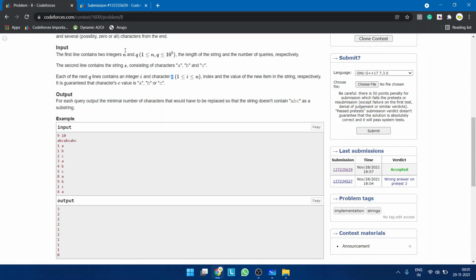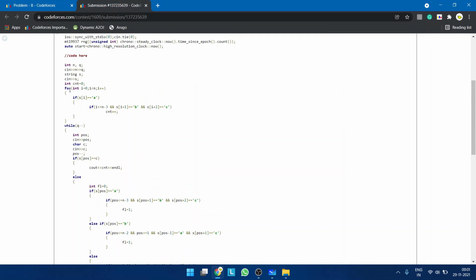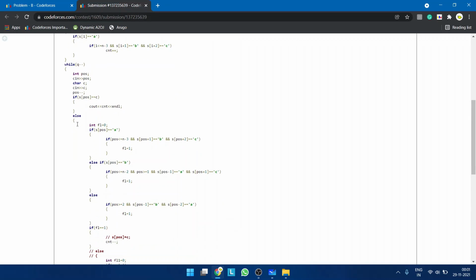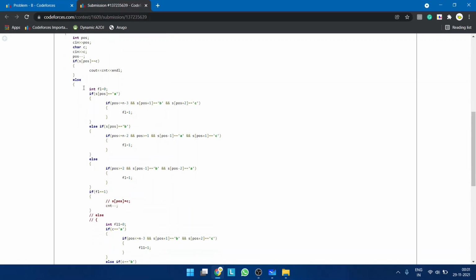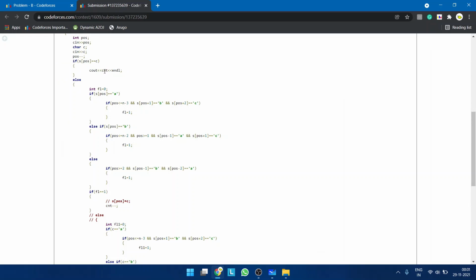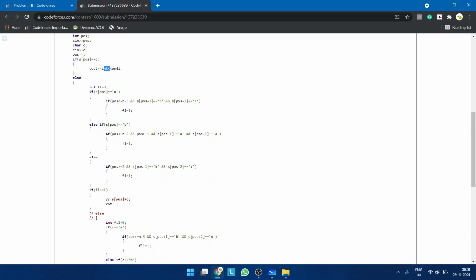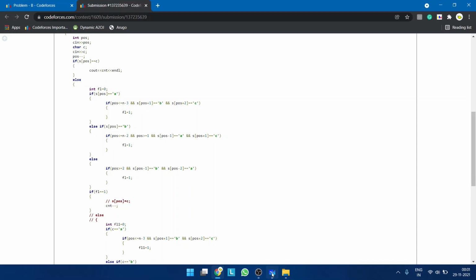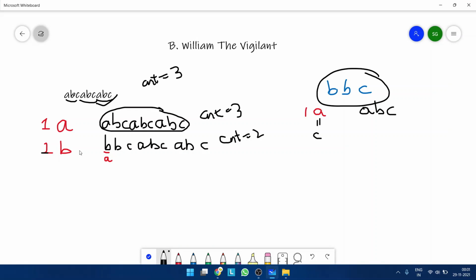So let's see the code for this. Initially, we have calculated the number of ABC substrings in the string. Now for each query, we have taken the input, and our first case, that was this one, no replacement. We have simply outputted the CNT. Now we have seen the second case. Second case was that if we are replacing it with another character, we check whether initially it was forming a string ABC or not. So we are checking that only.